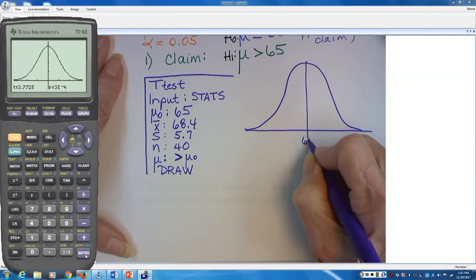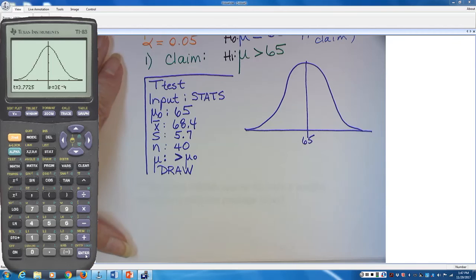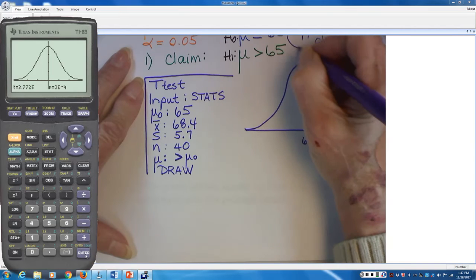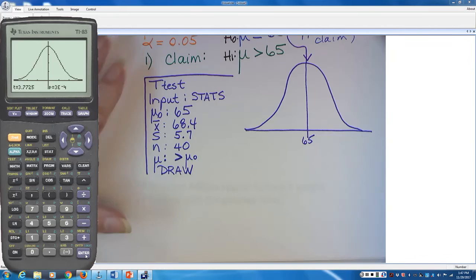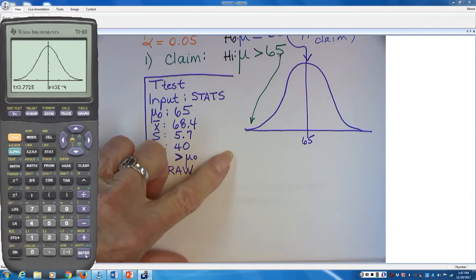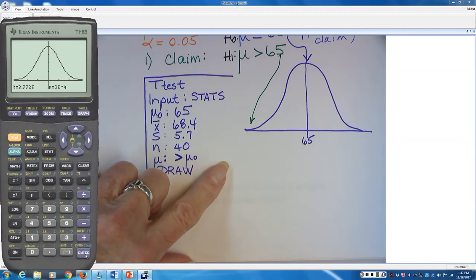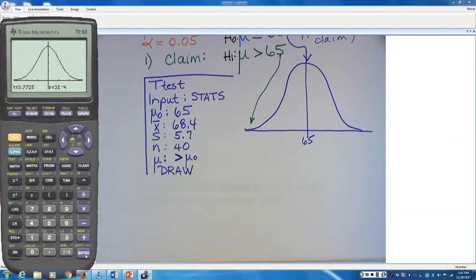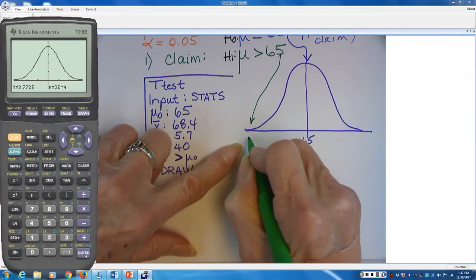Now the calculator didn't tell us this, but remember H0's job is to tell you the center of the curve. And H1's job is to tell you that your test statistic and your p-value need to be in that end. And notice that it didn't shade anything in. There's nothing shaded.